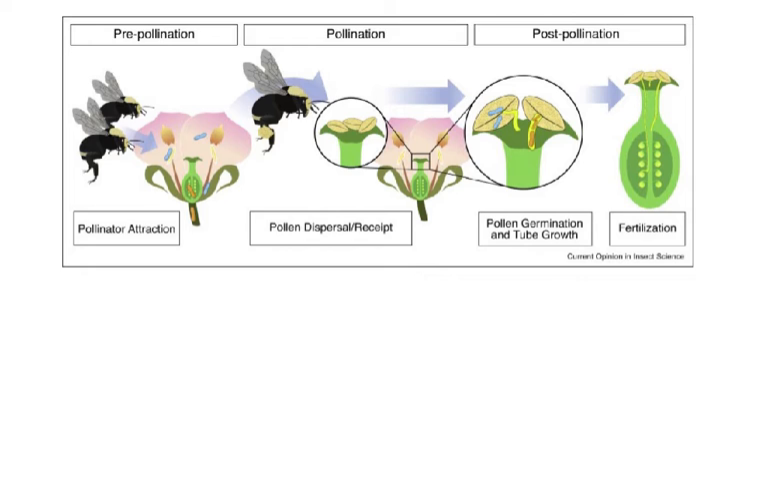Diagram explaining pre-pollination, pollination, and post-pollination. So pollinator attraction, pollen dispersal or reception, pollen germination and tube growth, and finally fertilization. And this will result, of course, in seed formation.